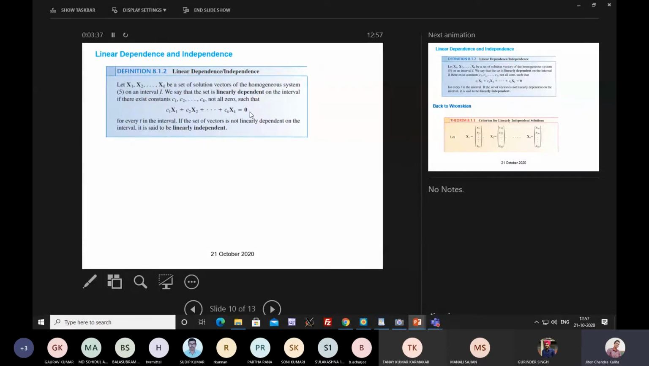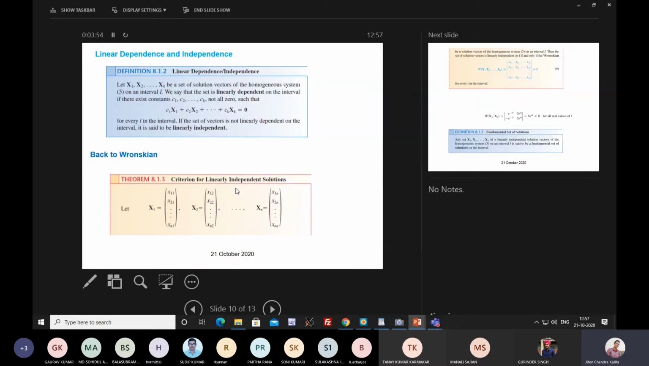Is it okay with everybody? Yes, sir. Right? But when we are going to consider c1, c2 up to ck being 0, they are 0 as scalars. You have to be very careful about that. Okay, fine. And you already know the condition for linearly dependent and independent solutions.